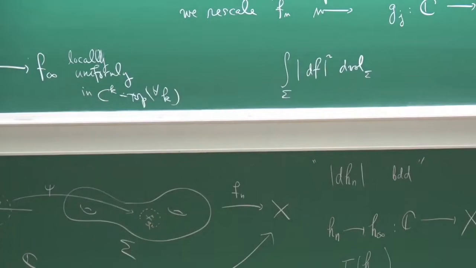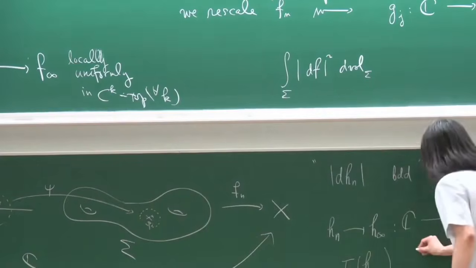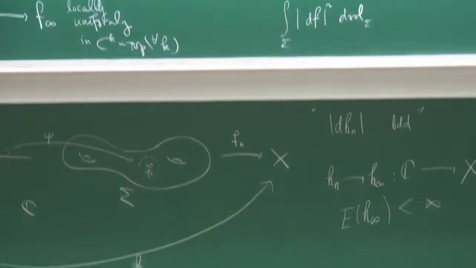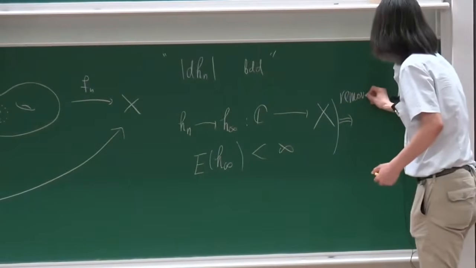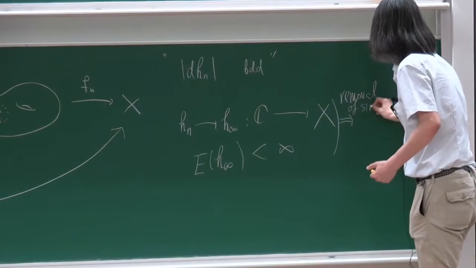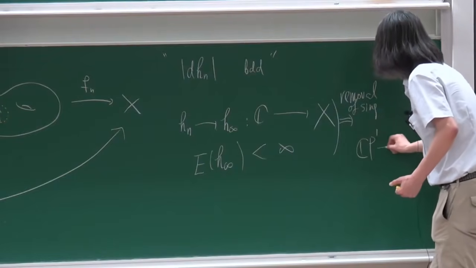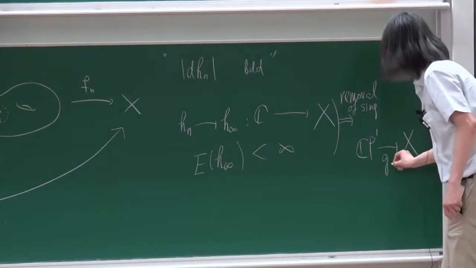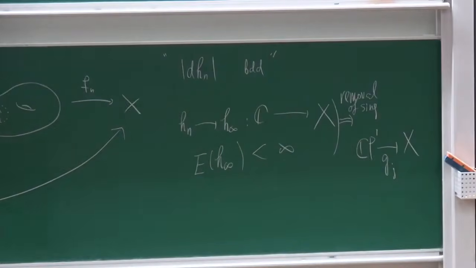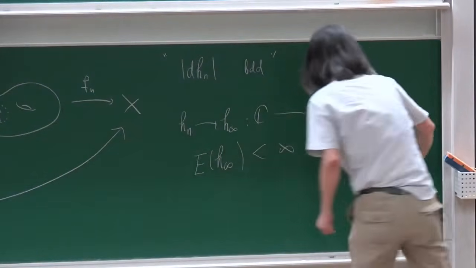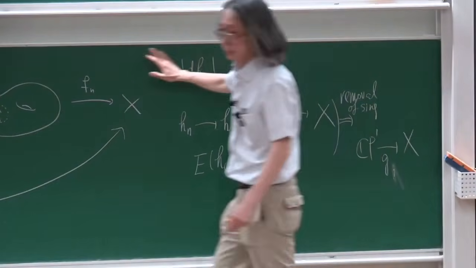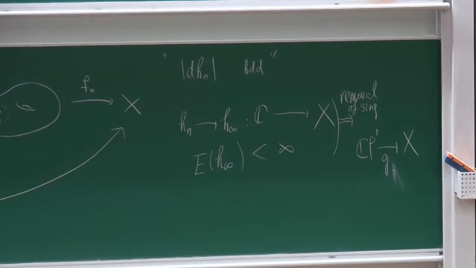So this composition has the same energy. And then use the Fatou lemma again, and you can show that this one is also finite. And then by removal of singularity, you get something like CP1 to X. That's what I wrote as G something, GI, sorry. So this is a kind of rough idea, and I have to say that.